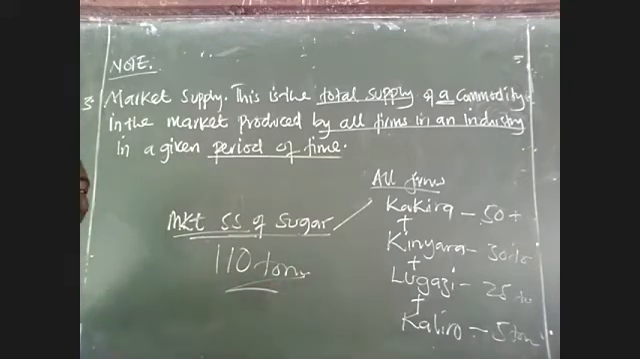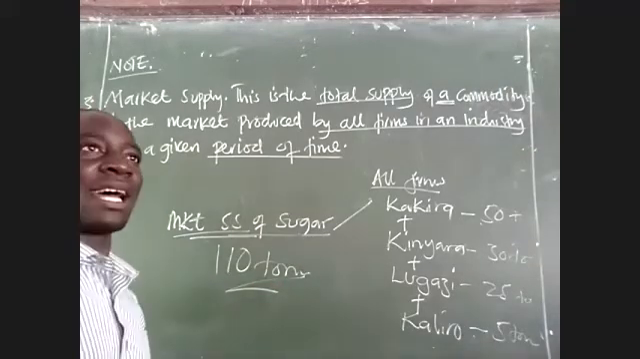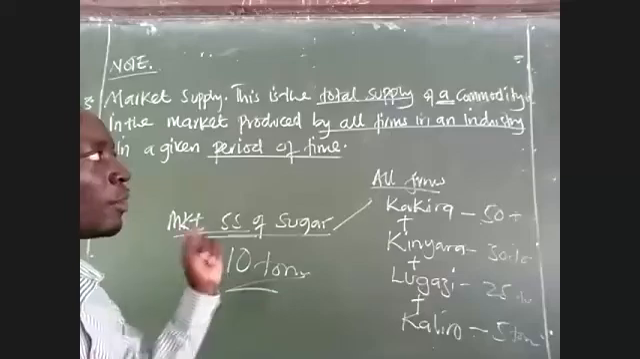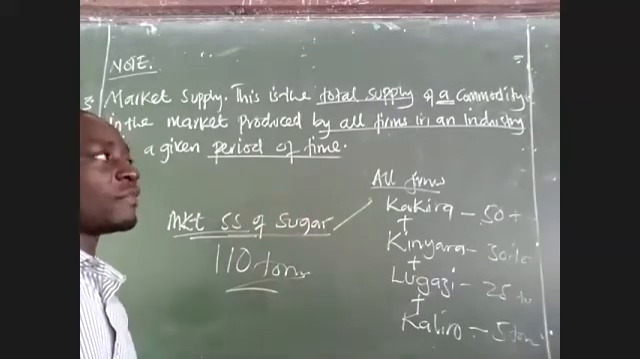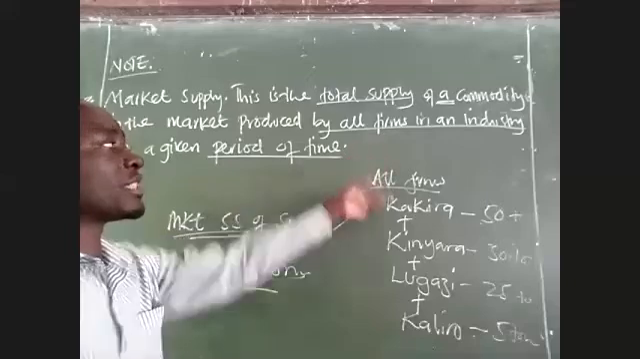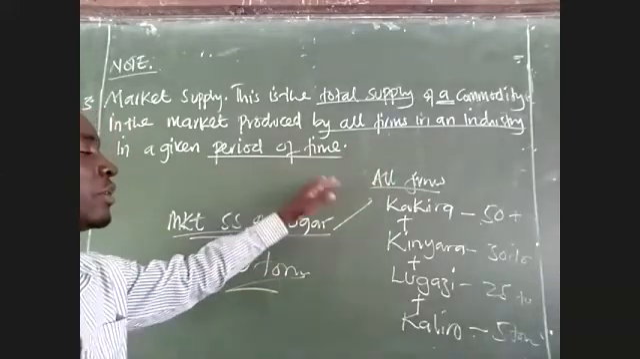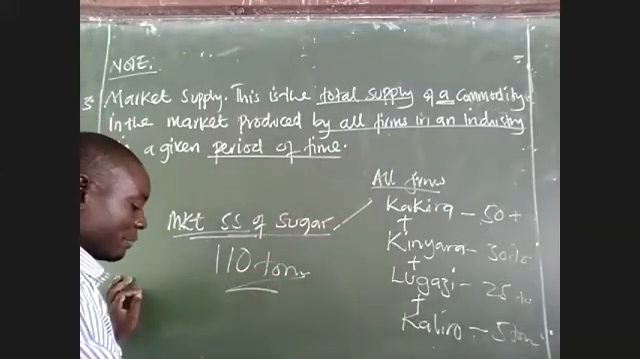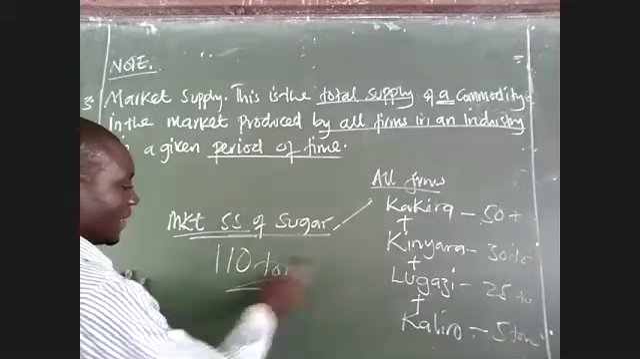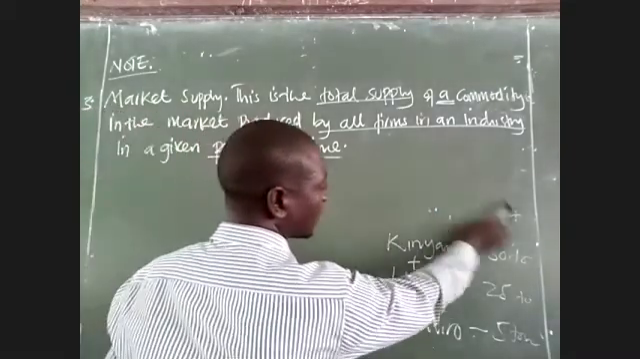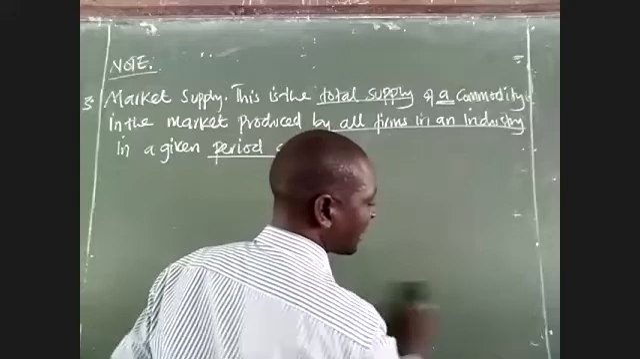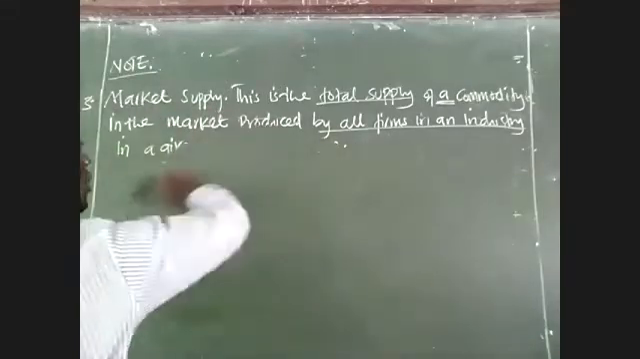So that is market supply. Total supply of a commodity, but by all those farms in an industry. Farms in the industry means farms that produce the same commodity in a given period of time. So that is our market supply, and that makes the end of supply, or the concept of supply.